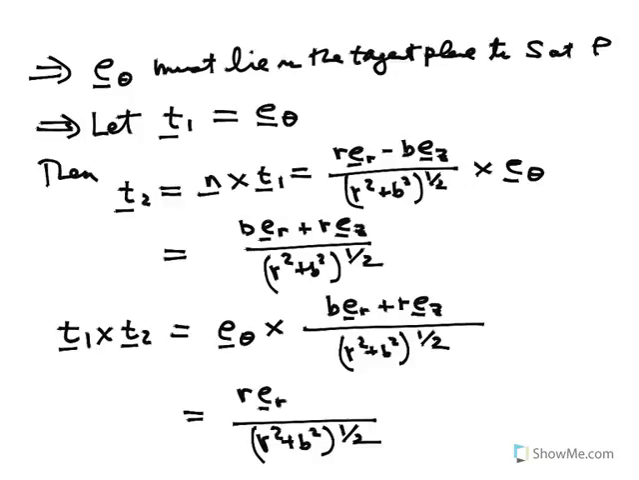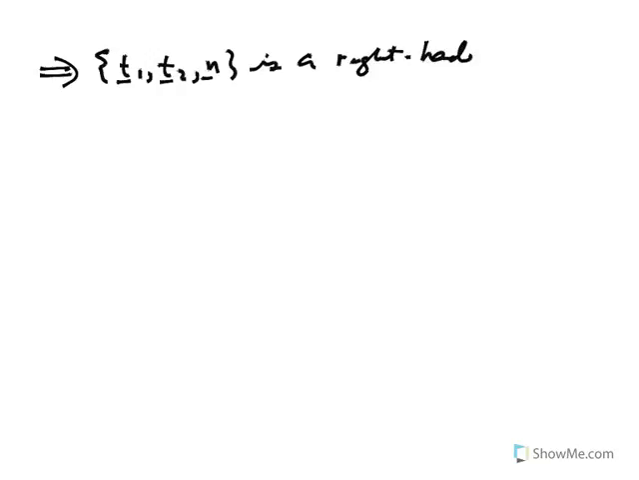And then e theta crossed with e_r is minus e_z, which is equal to n. So as a result, I find that T1, T2, and n is a right-handed orthonormal basis.